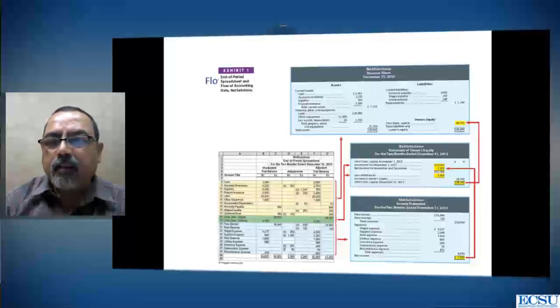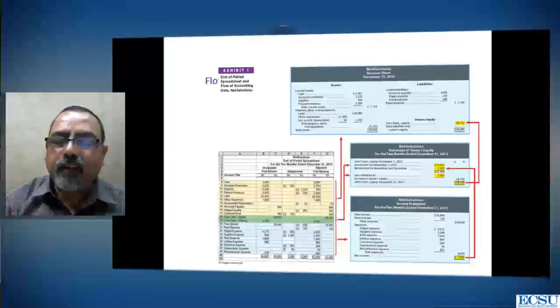Now that net income goes into the statement of owner's equity. Now please understand, the owner's equity will always start with the capital at the beginning of the period. Now if it is a new business, the capital will be zero, and then will include the investment during that particular period. So if it is a new business, you'll have investment.